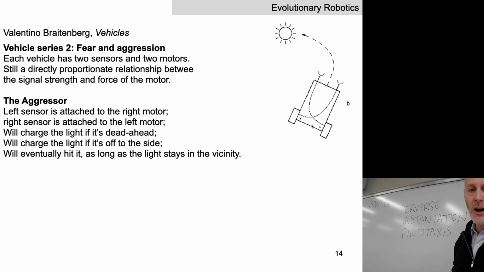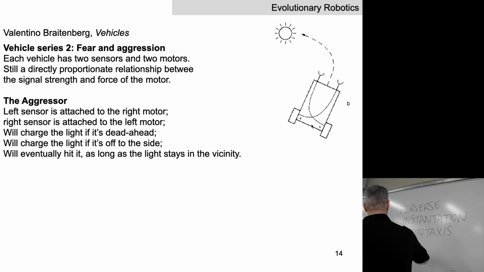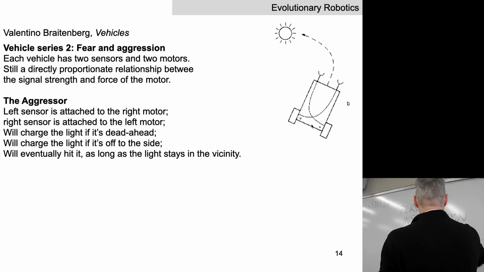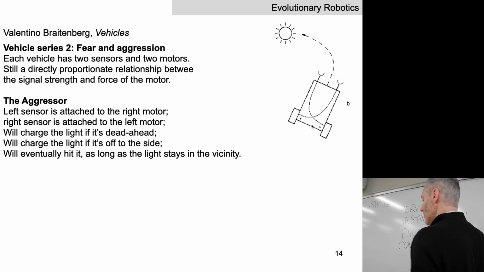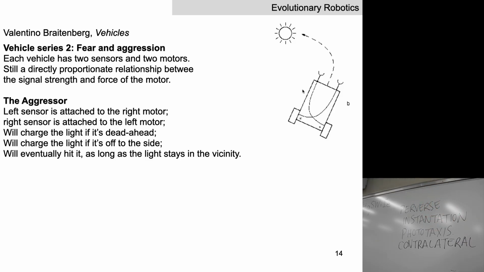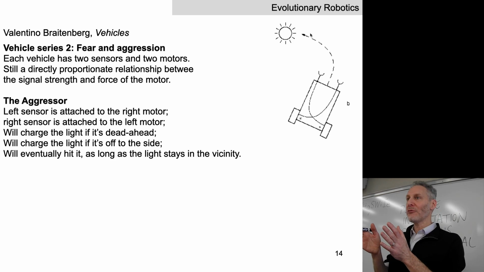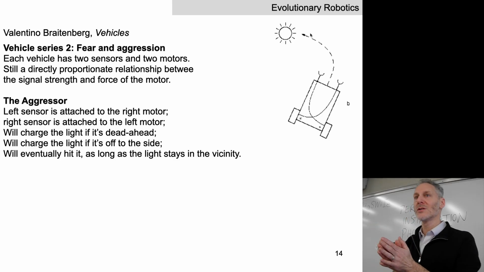And it is contralaterally connected. Contra meaning across, lateral meaning the side. Crossing the sides of the animal or the machine: left front sensor attached to the right back wheel, right front sensor attached to the left back wheel. Imagine we now get out a flashlight and we approach this robot from its front left. As you can see in the little cartoon here, in the next moment of time, that vehicle is going to turn a little bit towards the light.